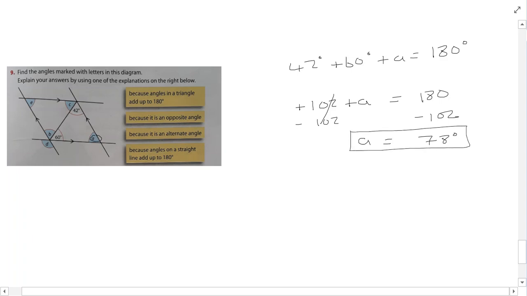And we have used this rule here to solve this angle. Okay, so that's the angle A. That's that one.